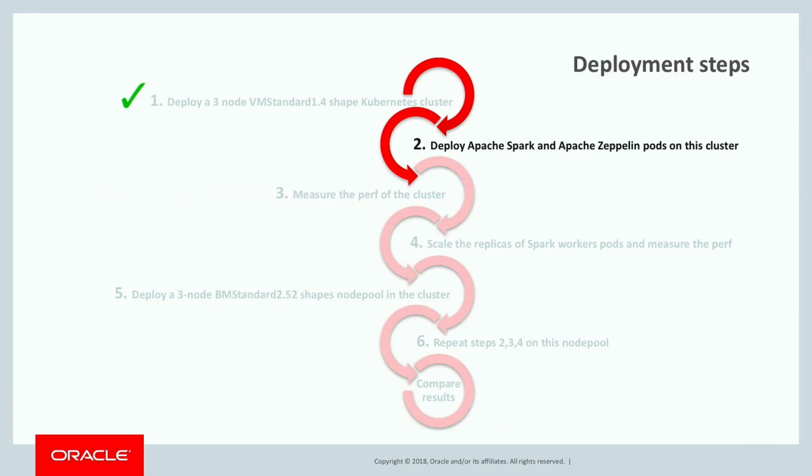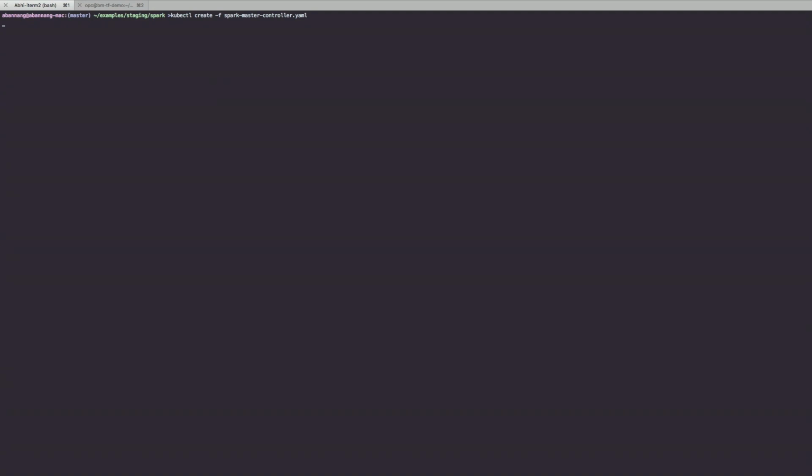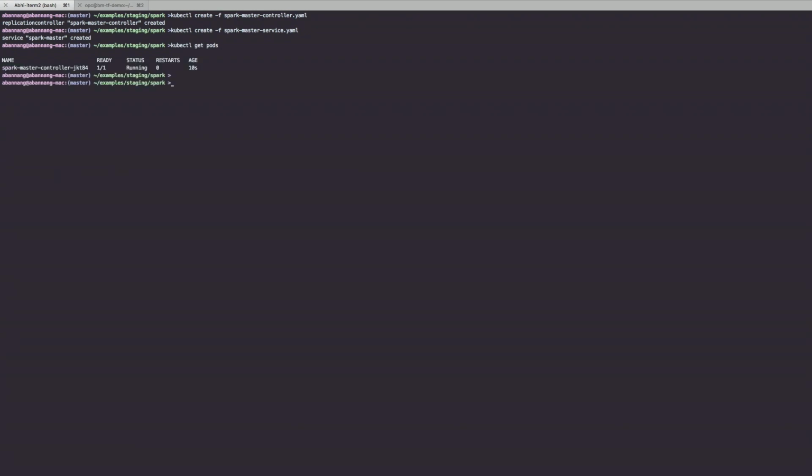And now we're going to go ahead and deploy Apache Spark. We're going to start off with just deploying the Apache Spark master and UI proxy pods. The UI proxy is there if you want to expose and view your Spark jobs running live, you can deploy the UI proxy. That's not really a requirement.